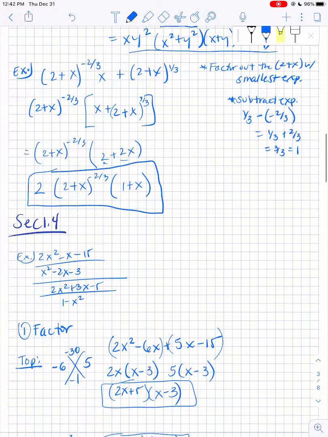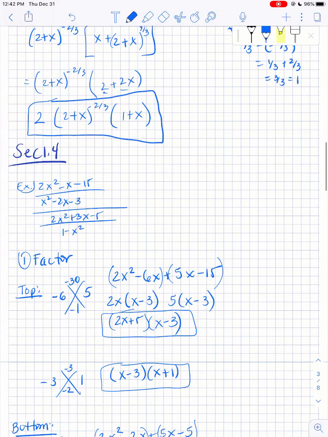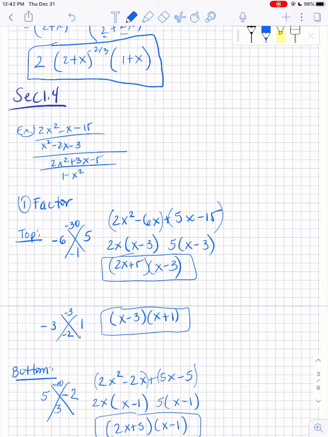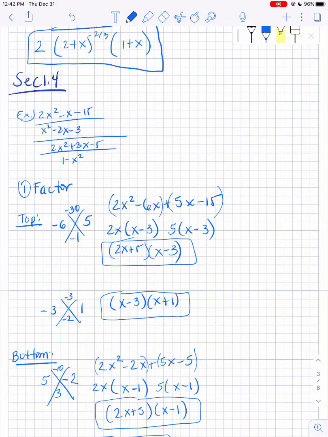Okay, so moving on to section 1.4, which was dividing rational expressions. I find this is sometimes really tricky for students, so I'm going to go over an example here. So here I have this rational expression divided by this rational expression. I'm going to factor everything and then do the division at the end.